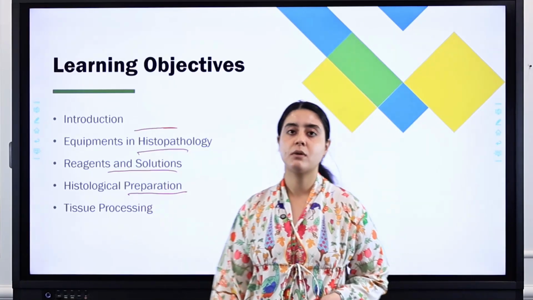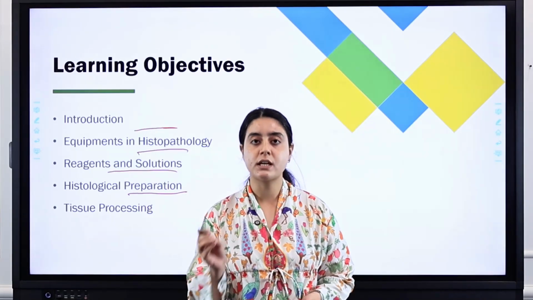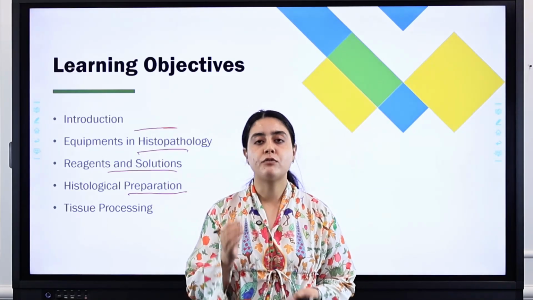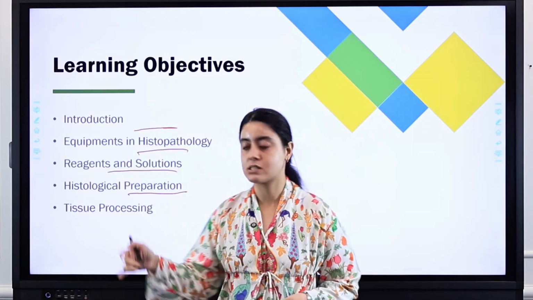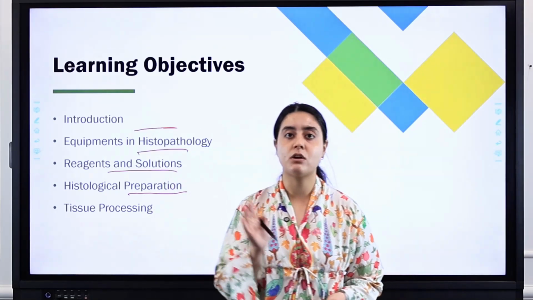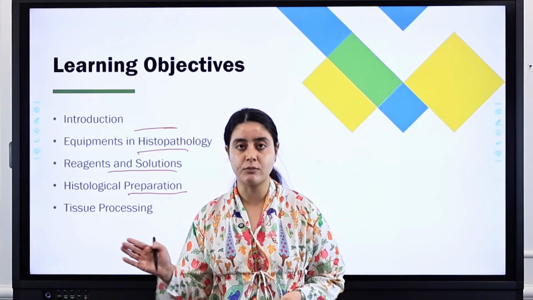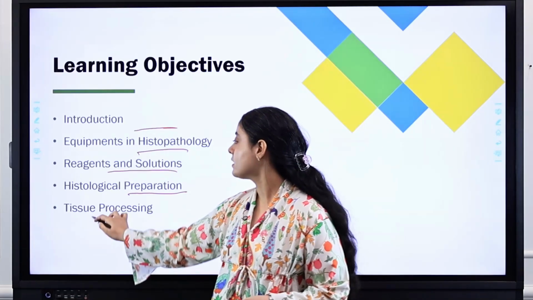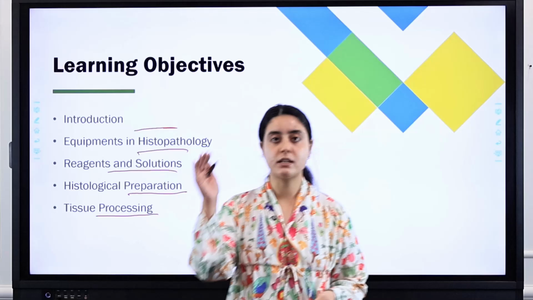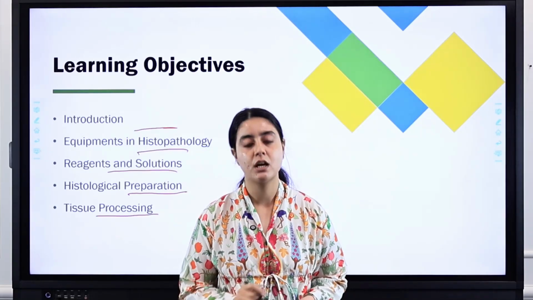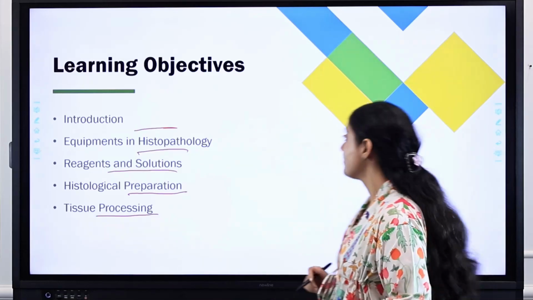Then histological preparations. Before staining the specimen which we have received in the lab, we have to follow certain procedures of tissue processing. There is a histological preparation in the histopathology laboratory, so we have to prepare the sample before staining. Then we have tissue processing. There are certain steps of tissue processing also, so we have to do them sequentially. So let's discuss one by one.